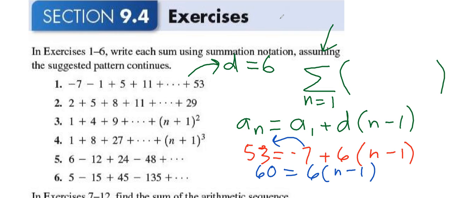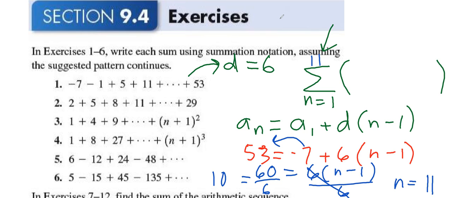Now I know a lot of you distributed the 6, and there's nothing really wrong with that. I'm not a big fan, but that's okay. It still will work. So I got n minus 1 equals 10. What does that mean about n? If n minus 1 is equal to 10, then n has to be 11. So we have 11 terms here, folks. And no, I'm not going to make it that small for those of you who think you're going to try to guess and check. I'm going to make it a lot bigger.